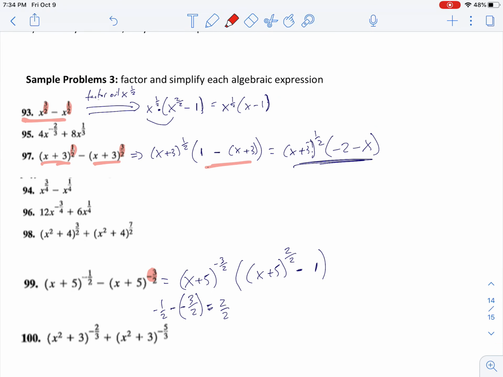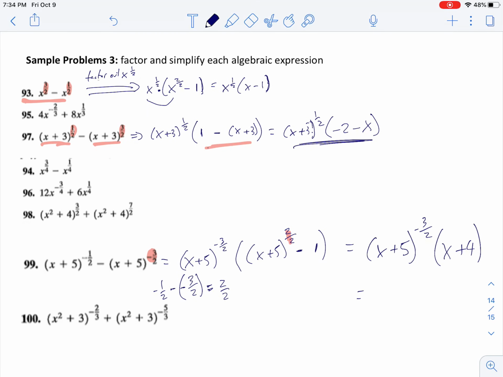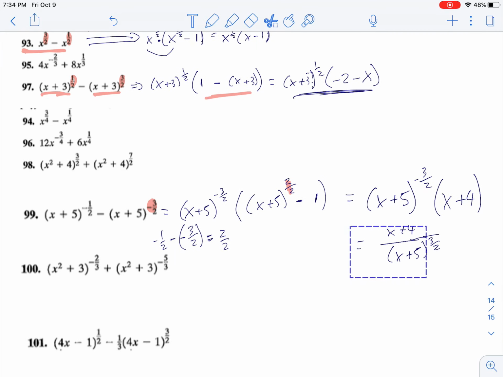Well, that's not that bad. This is just the 1. So therefore, this gives me x plus 5 to the negative 3/2. And then this thing becomes x plus 4. Notice how much easier that looks. And by the way, if you wanted to, yes, that is x plus 4 divided by x plus 5 to the 3/2. And you can do more stuff with it, but that's not really the goal here.